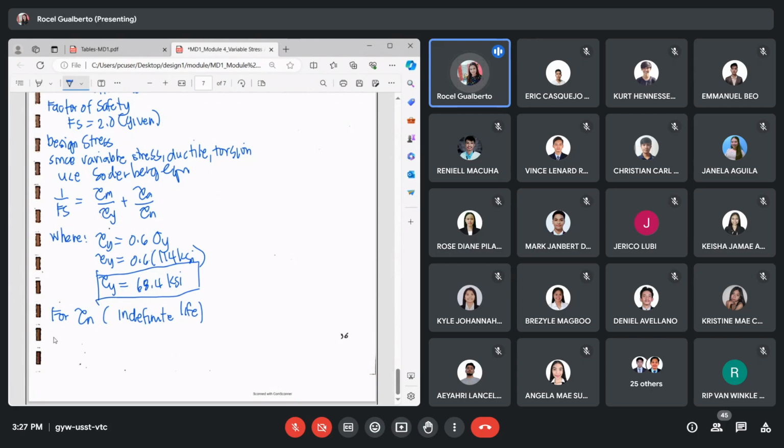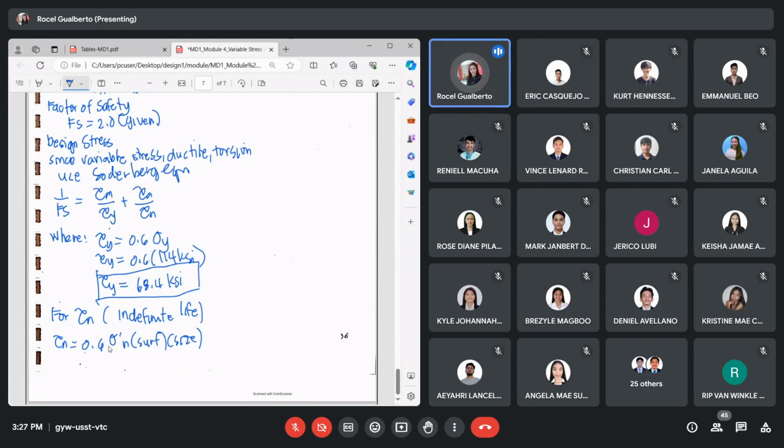Okay? So, what is then the equation? Tau n is equal to 0.6 sigma prime n times the surface factor times the size factor. Okay? So, yan po yung equation natin. Yan po yung nakalagay doon sa torsion and indefinite life. Okay? So, hanapin po ulit natin kada isa dito sa equation natin.